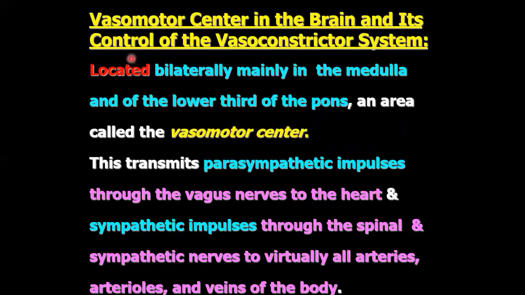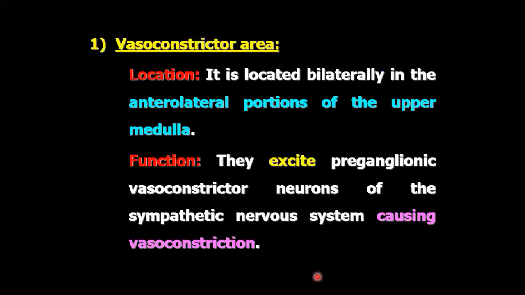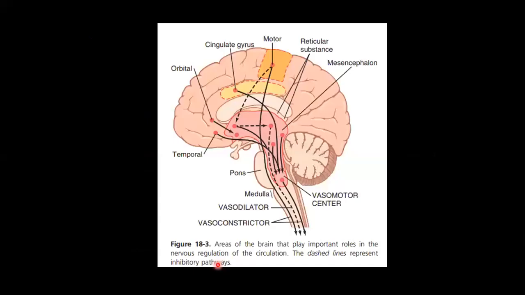Vasomotor center in the brain and its control of the vasoconstrictor system. They are located bilaterally, mainly in the medulla and the lower third of the pons, an area called the vasomotor center. This transmits parasympathetic impulses through the vagus nerve to the heart and sympathetic impulses through the spinal and sympathetic nerves to virtually all arteries, arterioles, and veins of the body. Vasoconstrictor area. It is located bilaterally in the anterolateral portions of the upper medulla. They excite the preganglionic vasoconstrictor neurons of the sympathetic nervous system, causing vasoconstriction.